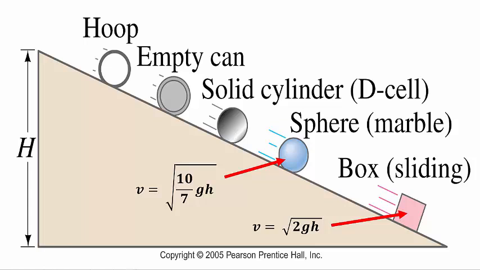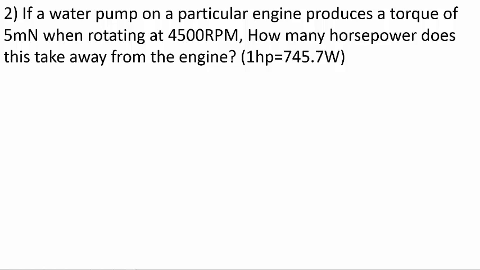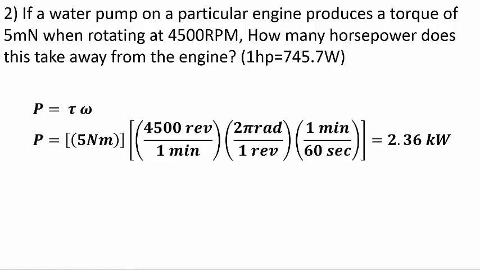So one more problem. If a water pump on a particular engine produces a torque of 5 Newton meters when rotating at 4,500 RPM, how many horsepower does this take away from the engine? So it's a power problem. Power is simply torque times angular velocity. Now we're given our torque as 5 Newton meters. We need to convert what we're given, the 4,500 rotations per minute, into an angular velocity.